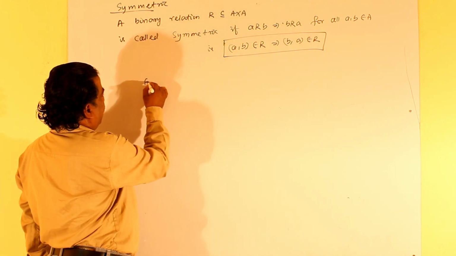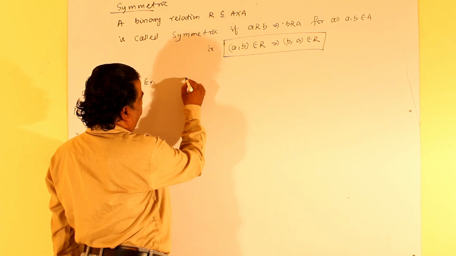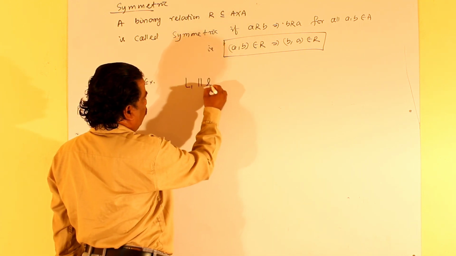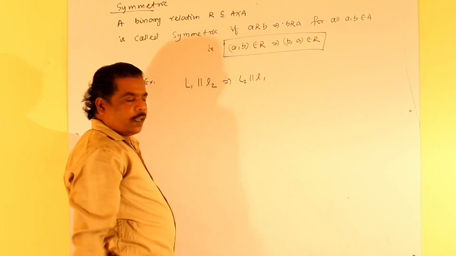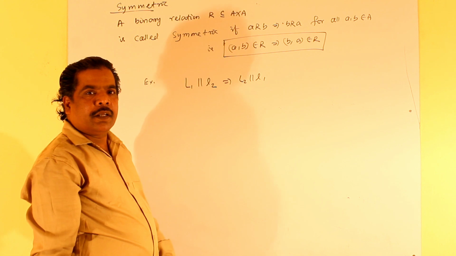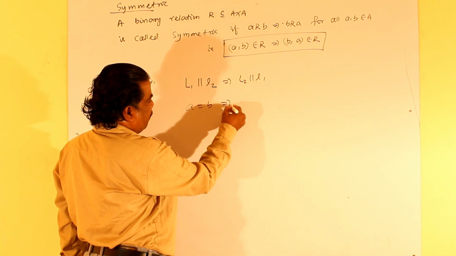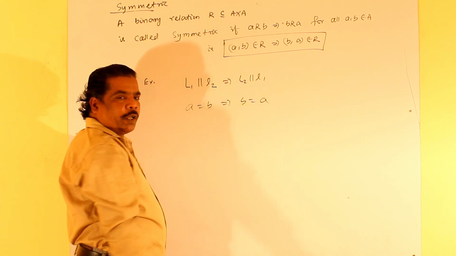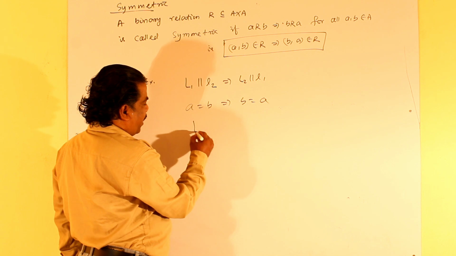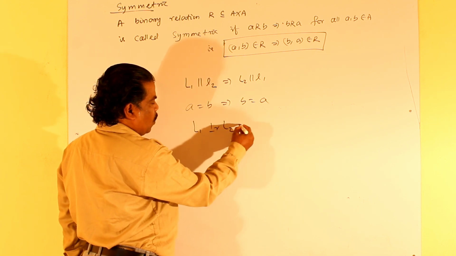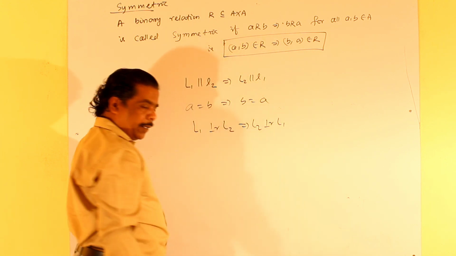Example, is parallel to. Let L1 be parallel to L2. So this implies L2 is parallel to L1. So the parallel relation is an example of a symmetric relation. If A is equal to B, this implies B is equal to A. So the equal relation is an example of a symmetric relation. If L1 is perpendicular to L2, this implies L2 is perpendicular to L1.